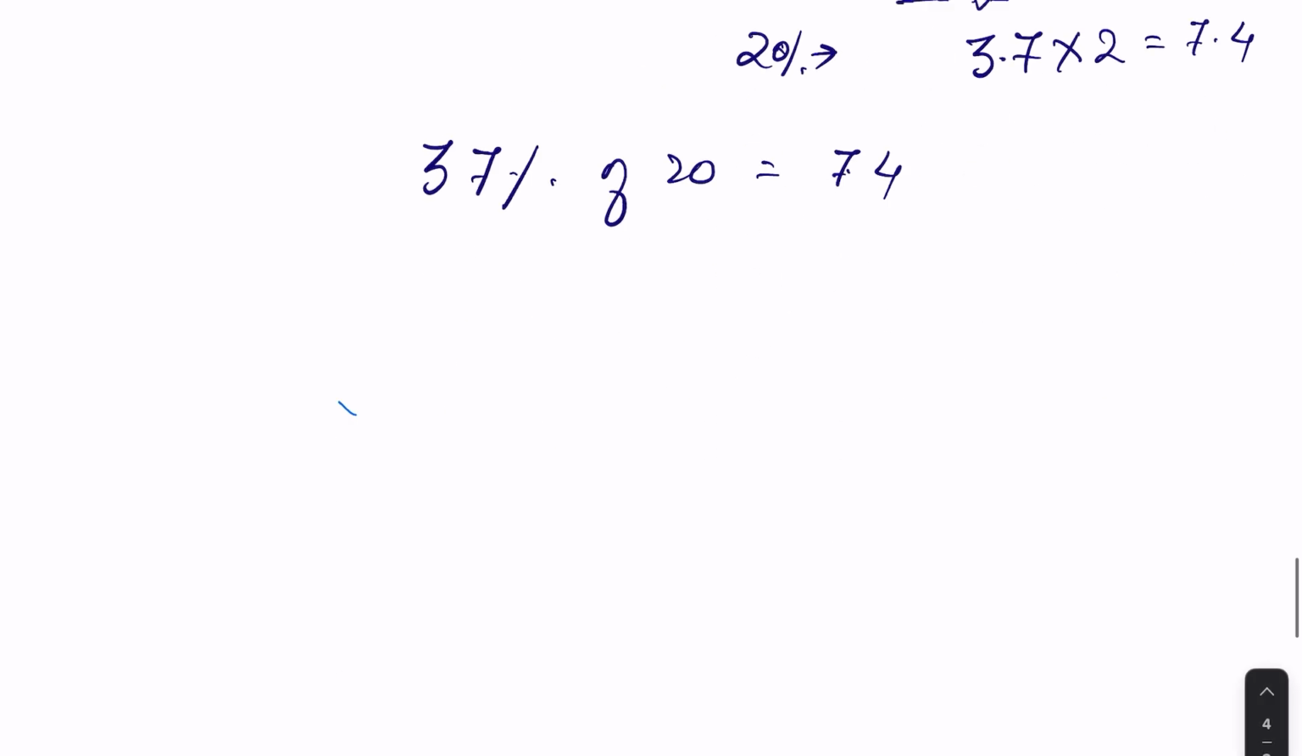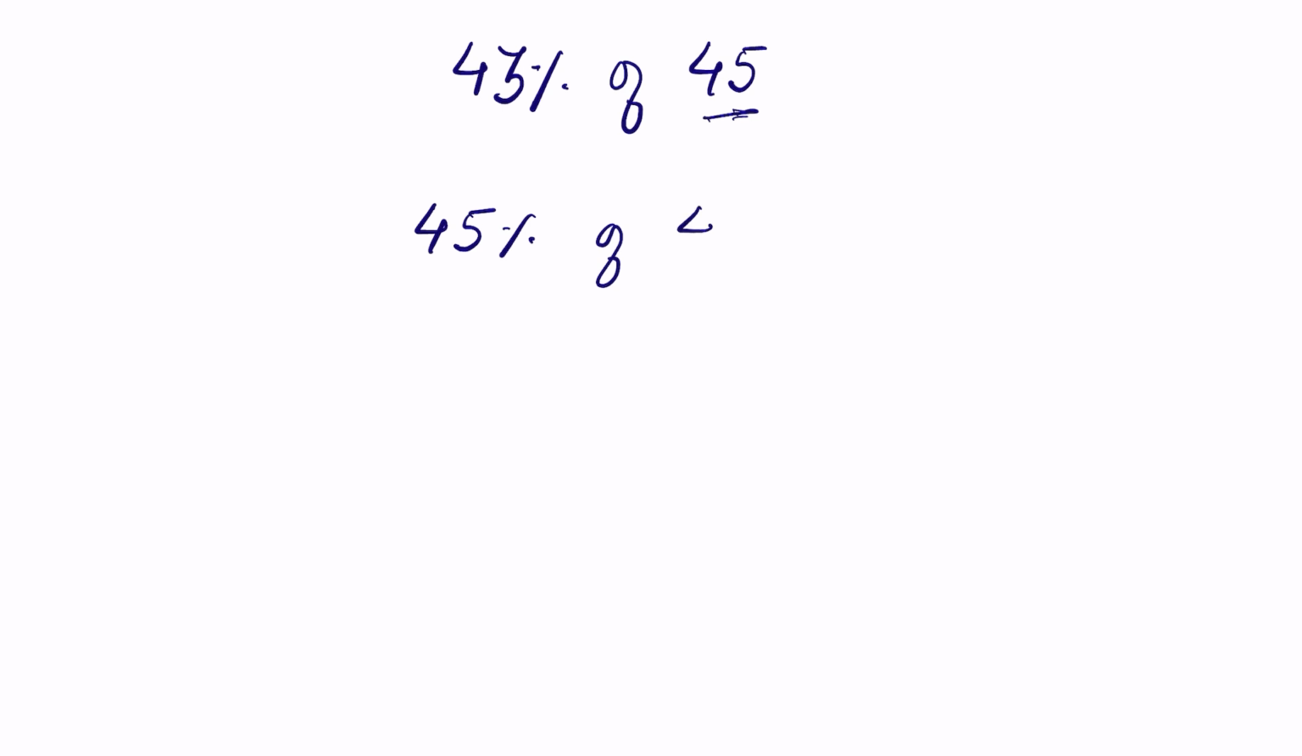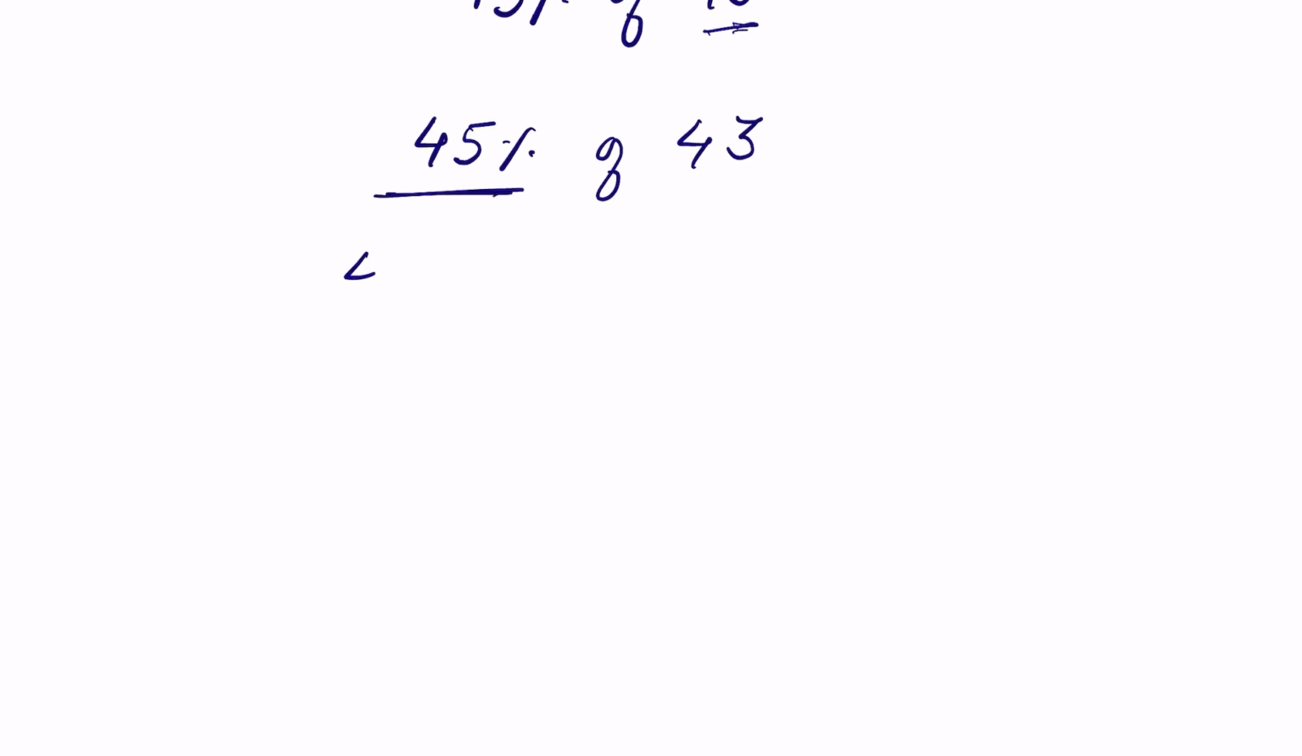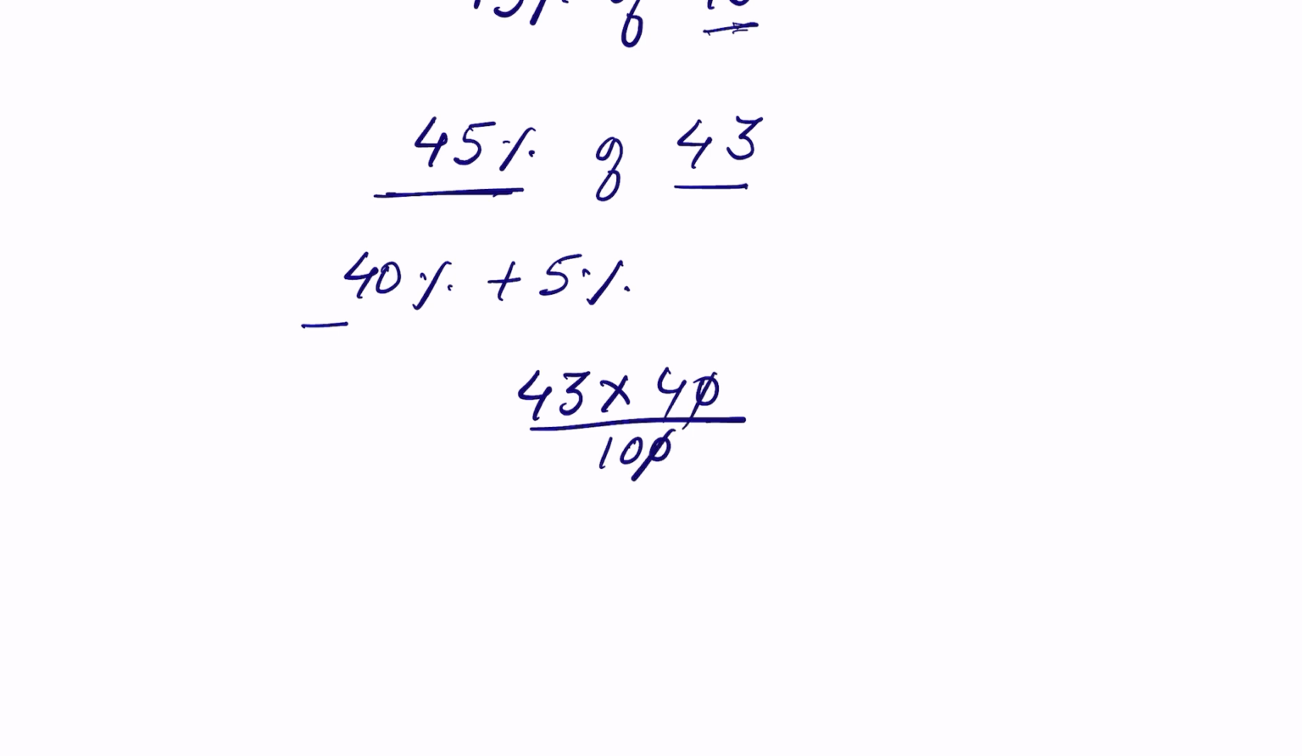Take another example. Let's take 43% of 45. Now I'm not taking a number which has 0 in it. What if you don't have that kind of number? Let's take 43% of 45. This we can write as 45% of 43. Now 45% means 40% plus 5%. Now 40% of 43 is easier to calculate. We just multiply it by 4 because the 0 and 0 get cancelled. 43 times 4 is 172, a decimal for a 0, so 17.2.